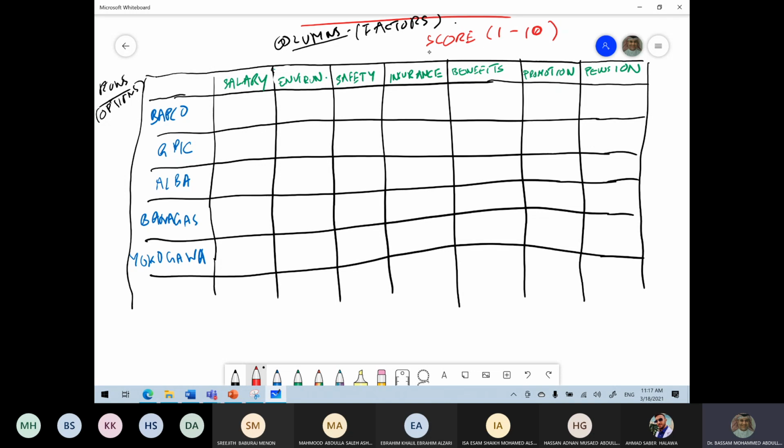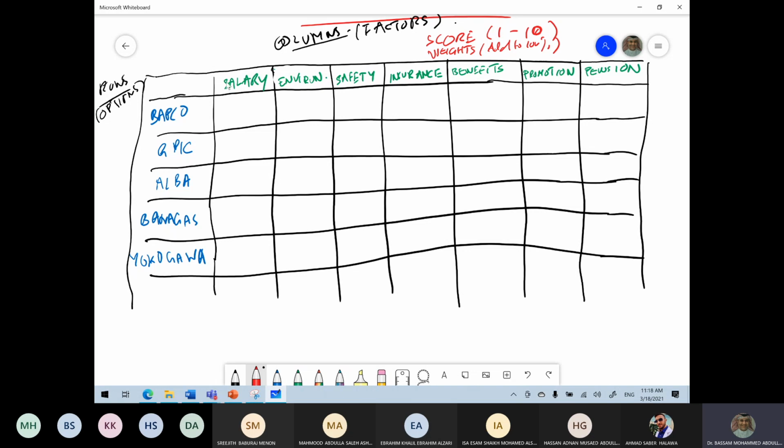The second thing that we also do, which is not always easy to do, is the weights. The weights need to add up to 100% or to 1, which means that we have many different factors now: salary, environment, safety, insurance, and so on. Are all of them of the same weight or not? For example, you have a very high salary, but they don't have a lot of benefits. In GPIC you have a lower salary, but a lot of higher benefits. Which one are you going to select? Is salary equal to benefits or not?